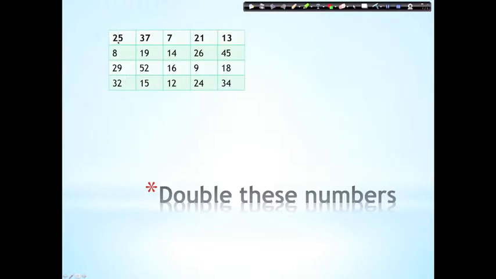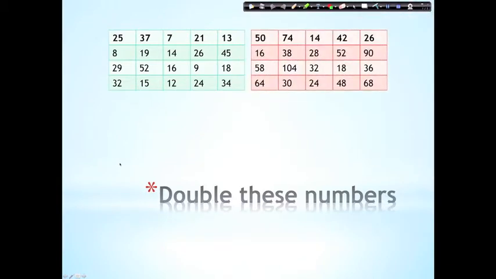Okay, so for this question here we've got 25 and I want to double that number. So double of 25 is going to be 50, so I write that in the corresponding box. So in the top corner it's going to be 50. So you're going to press pause and go through all of these numbers and double them. Okay, so our answers should be the ones in the red box. So just press pause and check all your numbers.